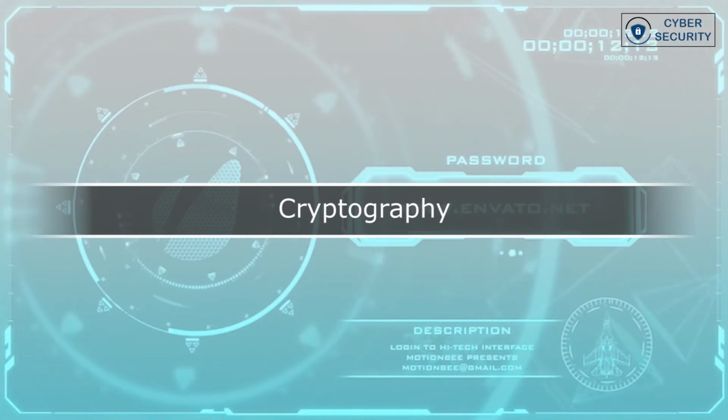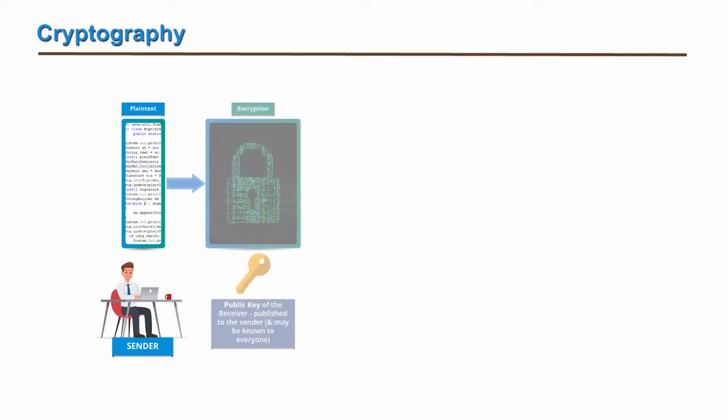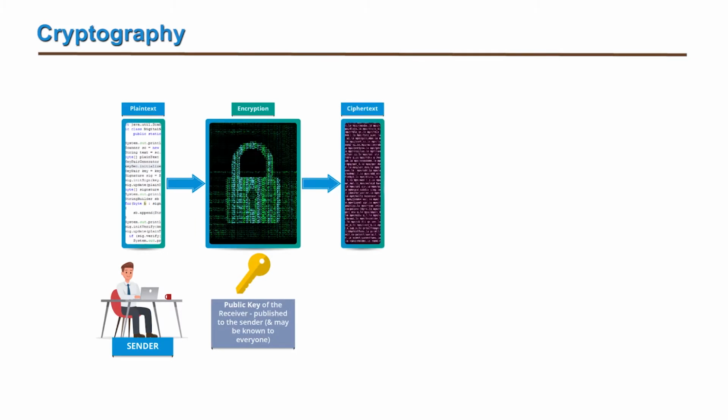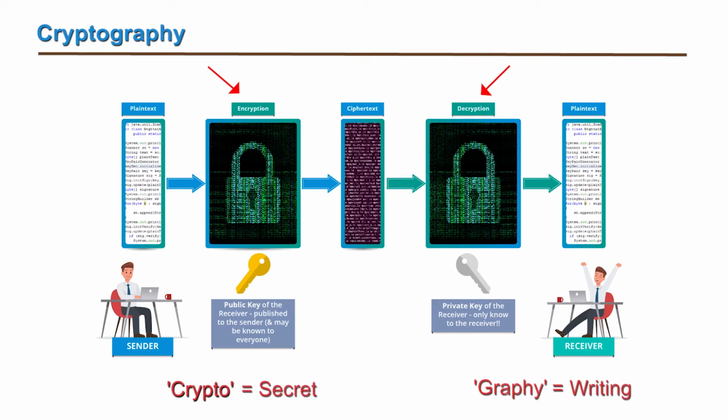Second one is cryptography. It is the process of transforming a readable message, which is called plain text, into an unreadable message, which is known as ciphertext, and then transforming the message back to its original form. The first one is known as encryption. The second one is known as decryption. Of course, this terminology has been derived from two words, crypto and graphy. Crypto means secret, graphy means writing. So, cryptography means the art of secret writing.